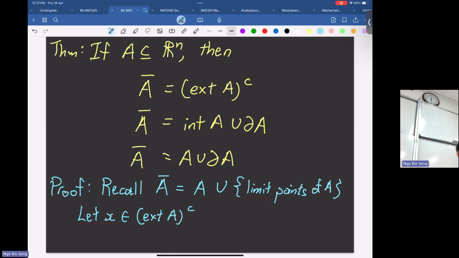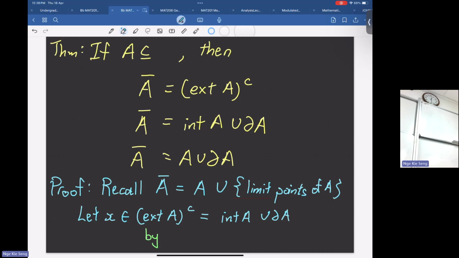Say it. So who wants to say this? Okay, keep on. Oh, so you say that this is equal to the interior of A union boundary of A, right? Because this is from previous, so this is by X.